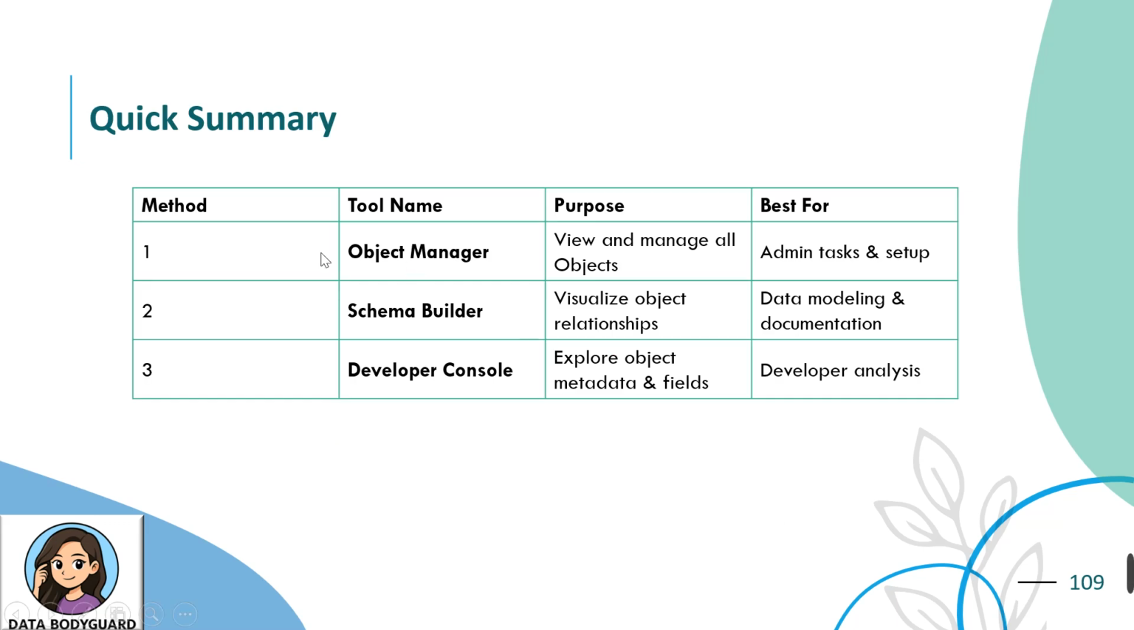Let's see a quick summary of these three things we have discussed so far. With the object manager, we can view and manage the objects. It's an admin task and the setup. Schema builder visualizes the objects and the relationships, so this is best for data modeling and documentation. The developer console's purpose is to explore the objects, metadata and the fields, and this is best for developer analysis.